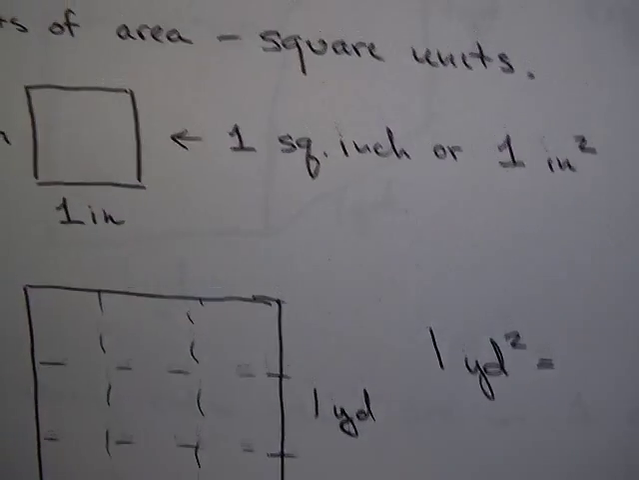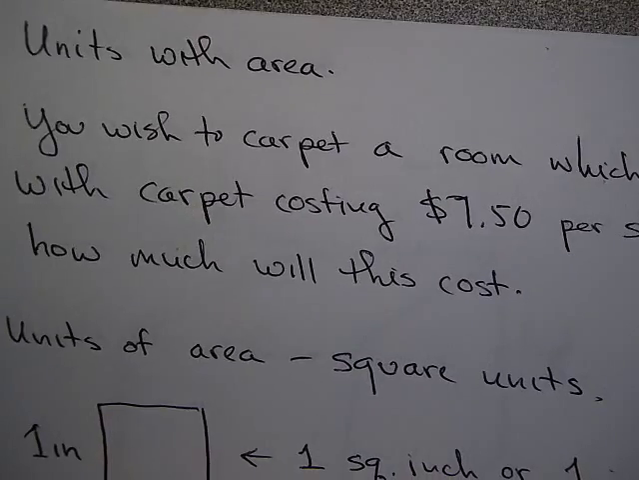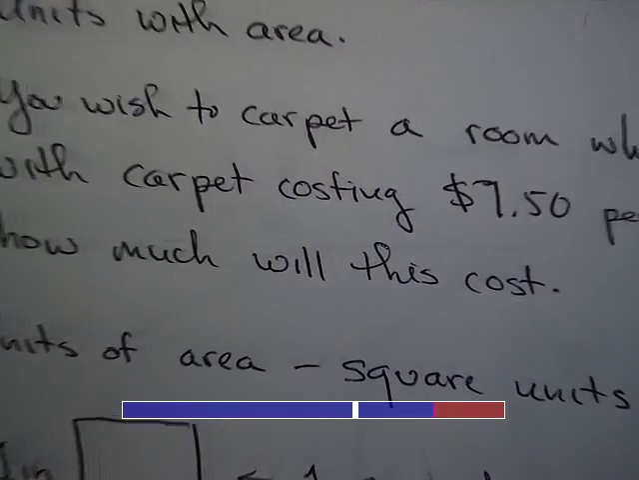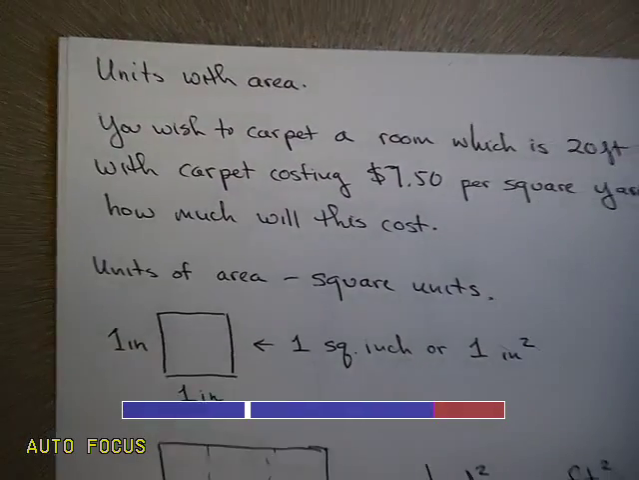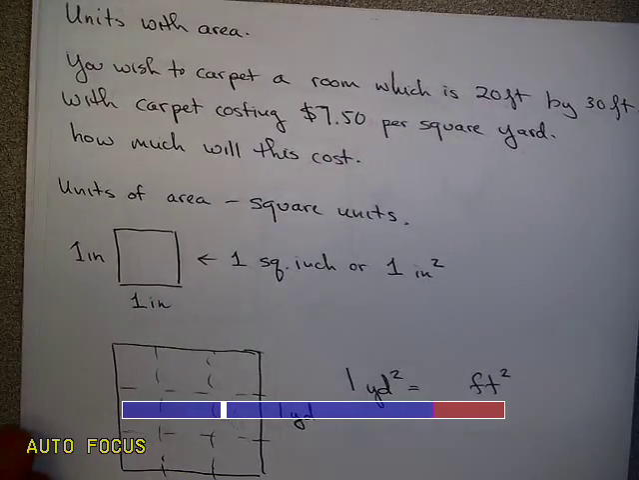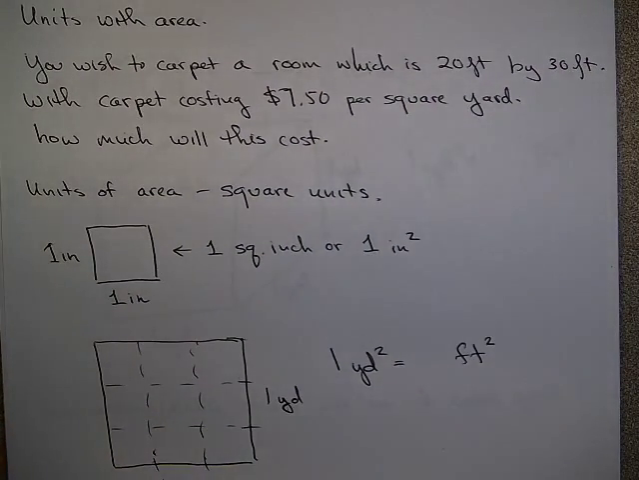Okay, let's take one last look at units. In this way, we're going to look at units with the idea of area. So here's a problem. Suppose you wish to carpet a room which is 20 feet by 30 feet, with carpet costing $7.50 per square yard. How much will this cost?